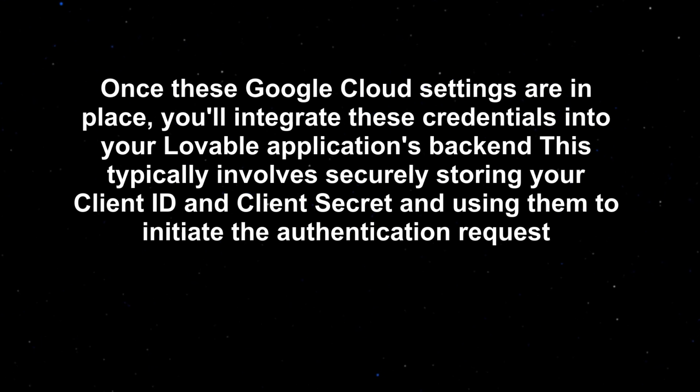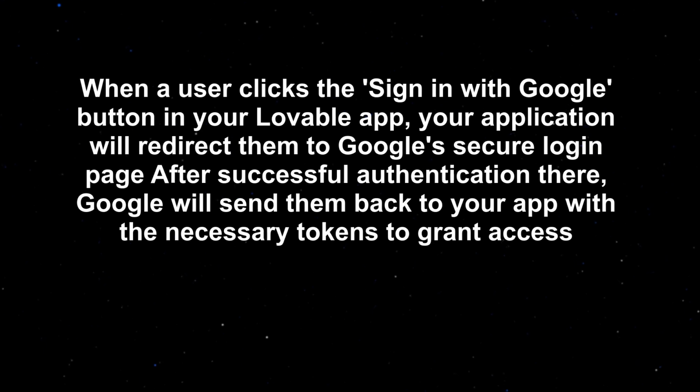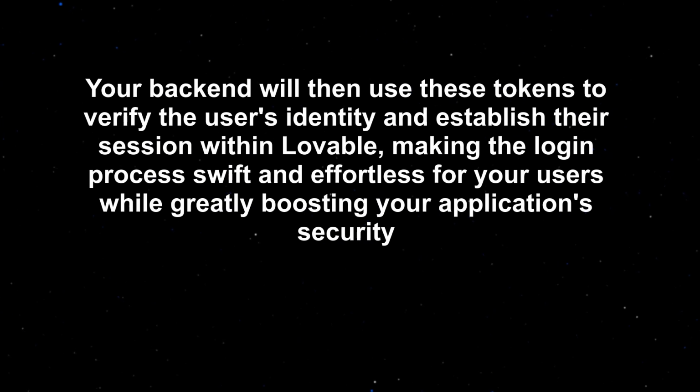Once these Google Cloud settings are in place, you'll integrate these credentials into your Lovable application's backend. This typically involves securely storing your client ID and client secret and using them to initiate the authentication request. When a user clicks the Sign In with Google button in your Lovable app, your application will redirect them to Google's secure login page. After successful authentication there, Google will send them back to your app with the necessary tokens to grant access.